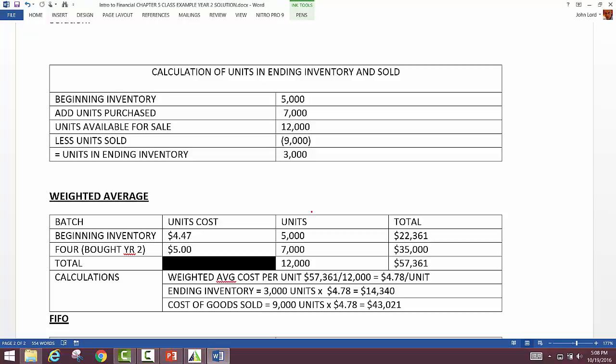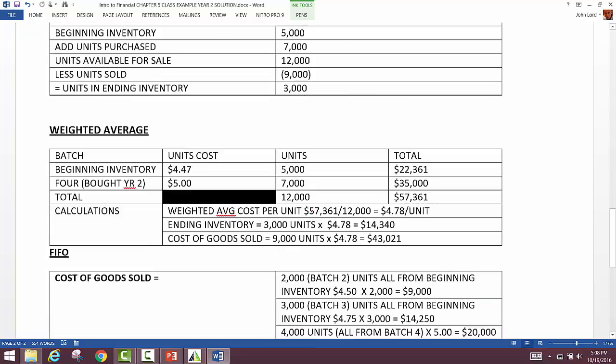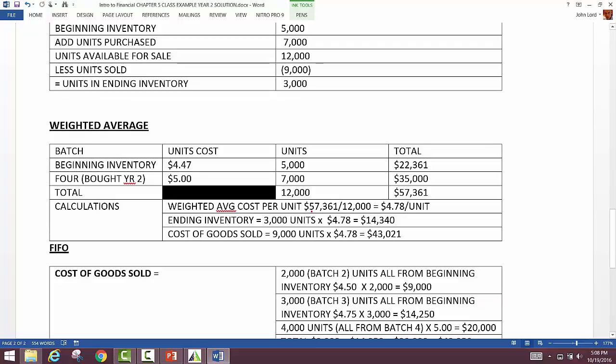So let's just do weighted average first. And the first ones come in at what? 4.47. Wasn't that our weighted average cost for the items in ending inventory? So we just bring in that ending inventory, now it's beginning inventory. We bring in what was our ending inventory at the end of last year as the beginning inventory at the start of this year, right?